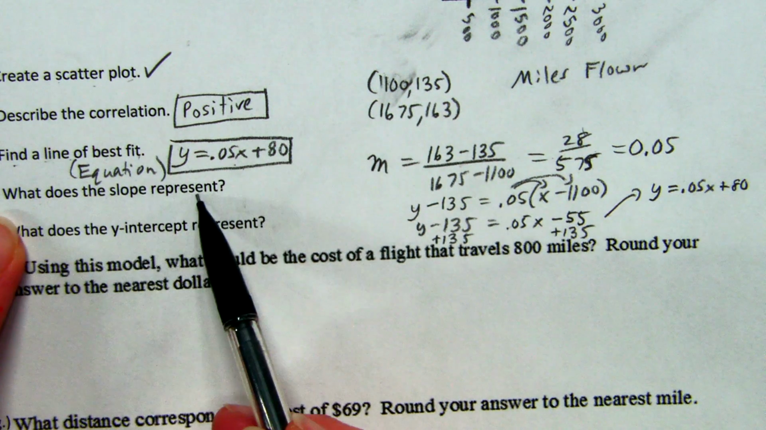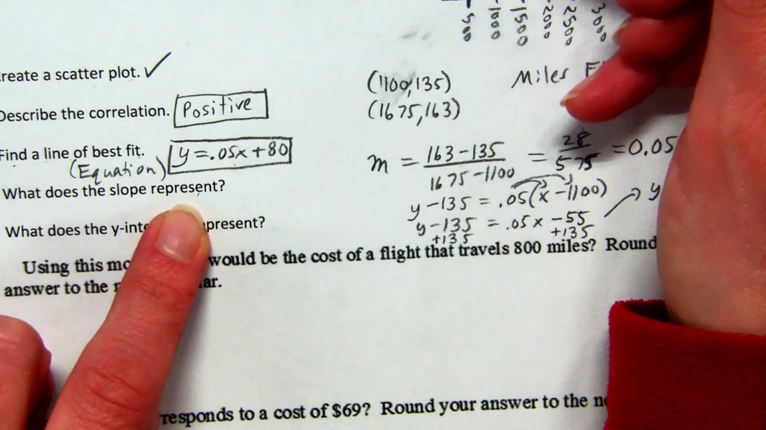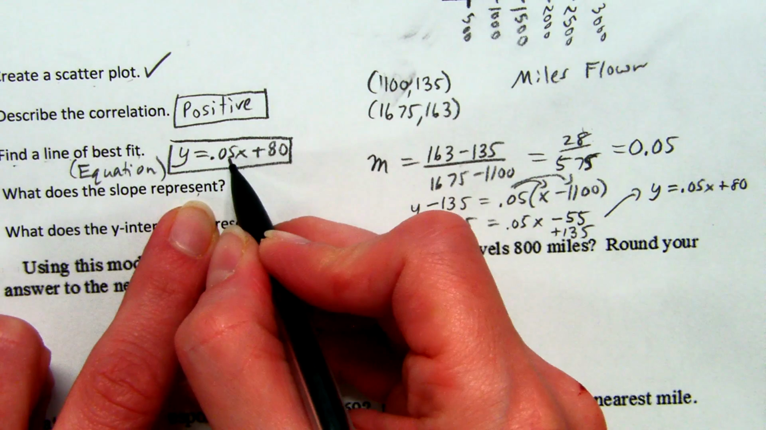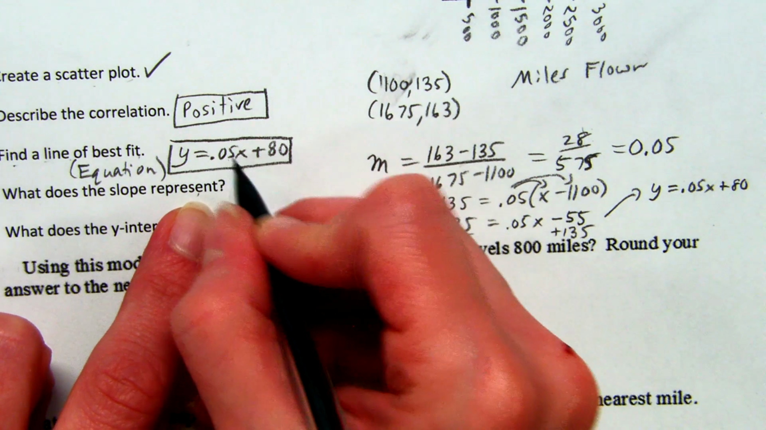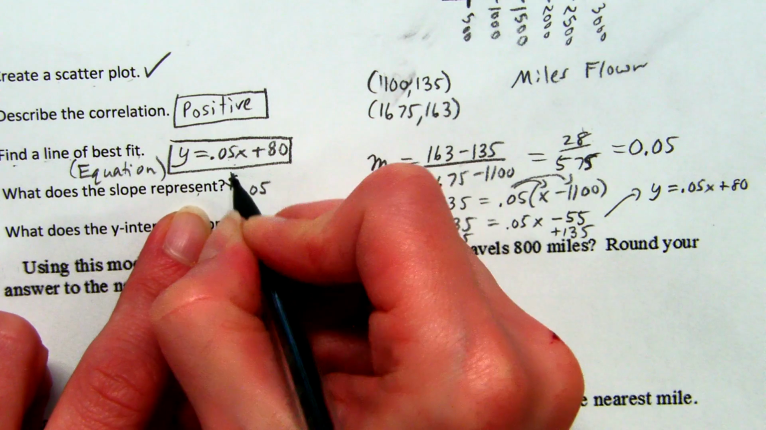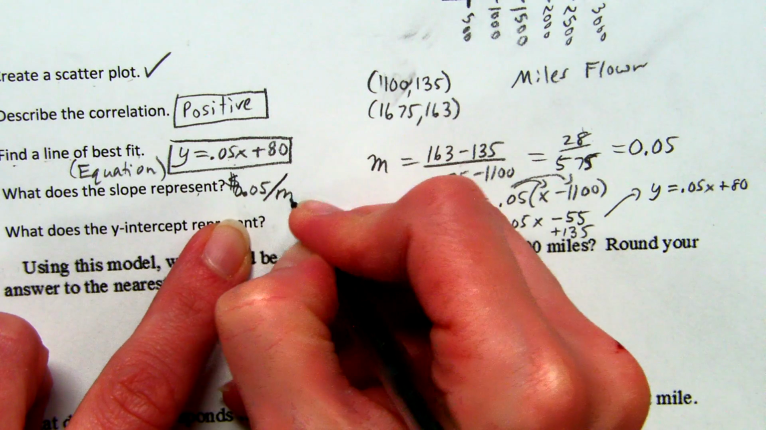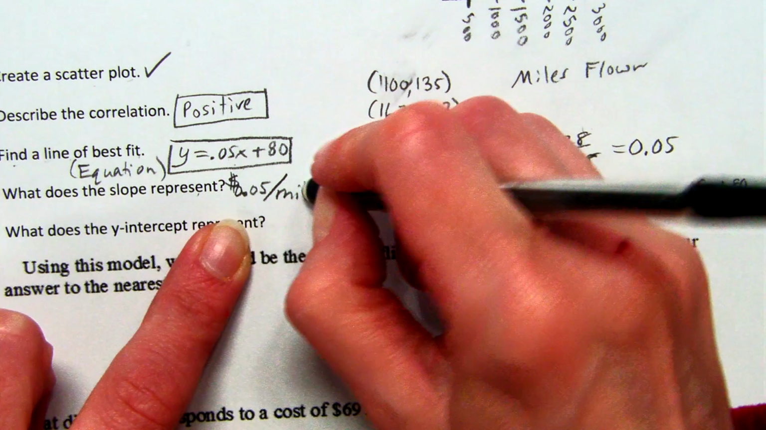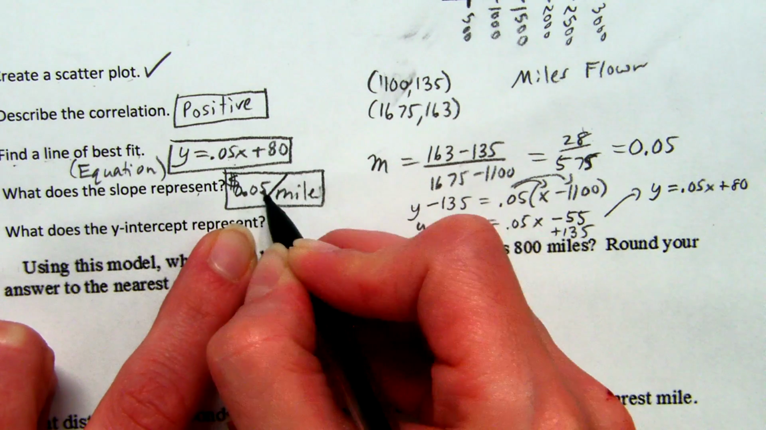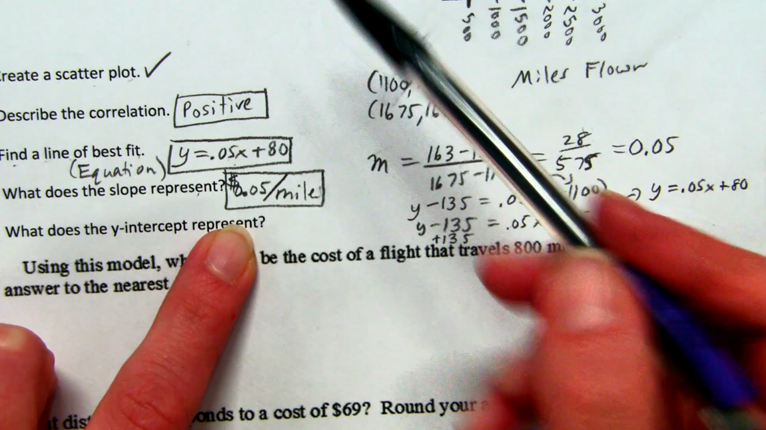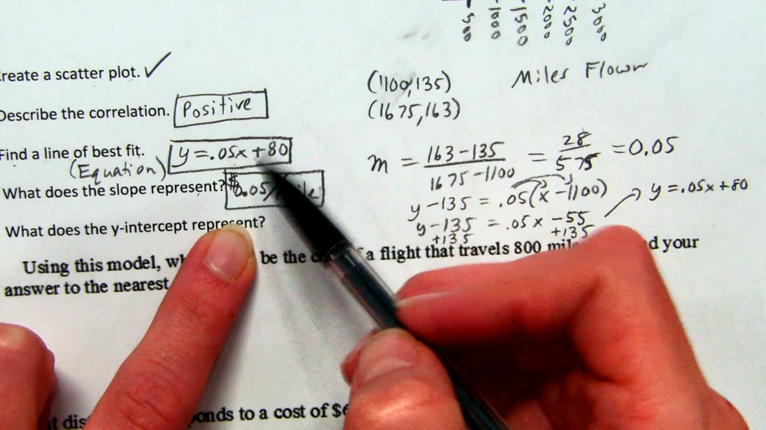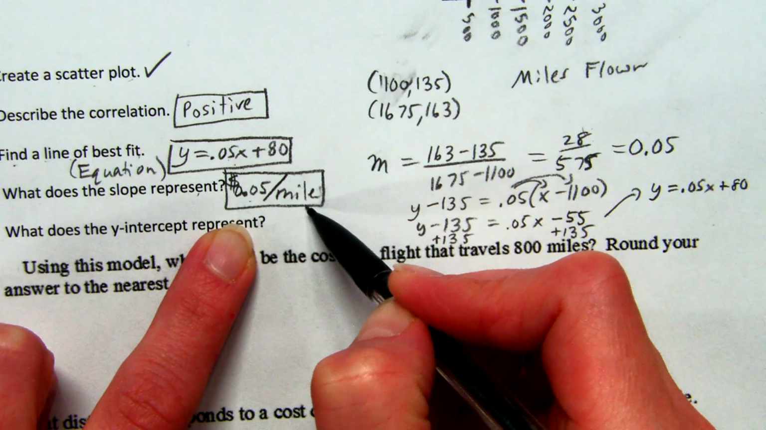What does the slope represent? So if we look at this, we're going up dollars and over miles. So this one is actually really easy to explain. The 0.05 means it's going to be $0.05, which would be 5 cents per mile, not miles. So that's a rate of change. Remember when we first learned about slope, we did rate of change, or the dependent divided by the independent. And so this one's actually really easy to explain. It's 5 cents per mile.